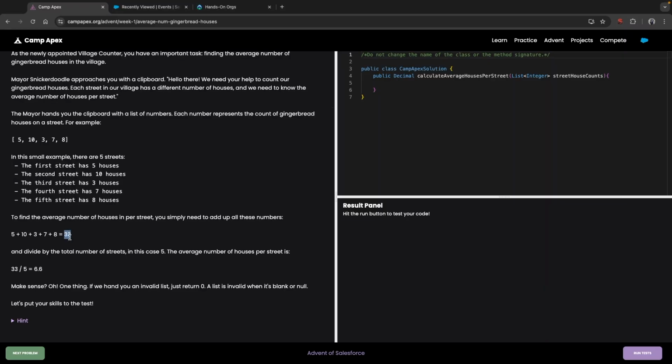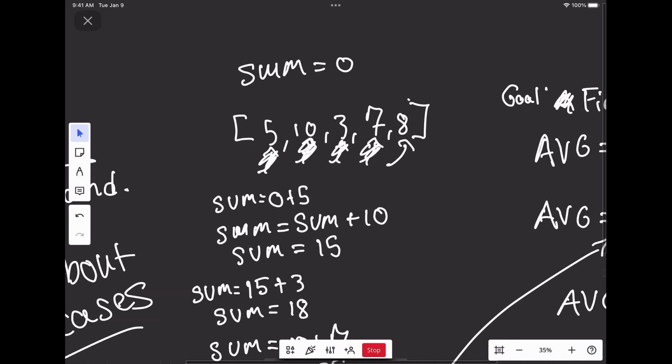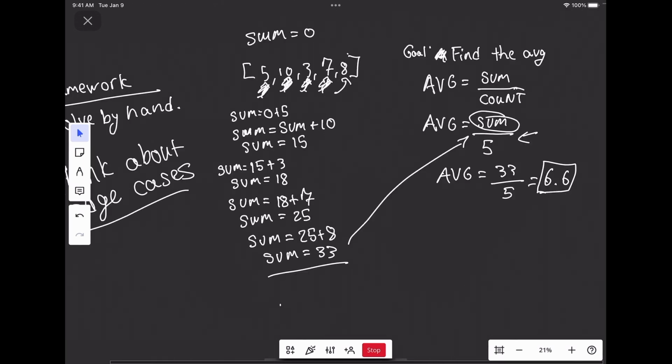It added up all those numbers, it got 33, divided that by 5, gave me 6.6. What I need to do next here is think about the edge cases. Now, looking at the example that we were provided, these are all integers, which we would expect because it's a list of integers, but they're all positive numbers. There's no negative numbers, there's no zeros. Okay, let's keep that in mind. So we might need a solution that can handle 0 or negative values, potentially.